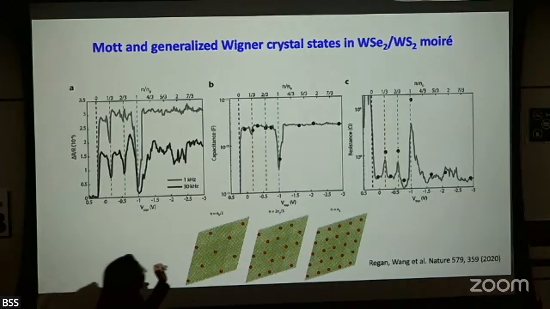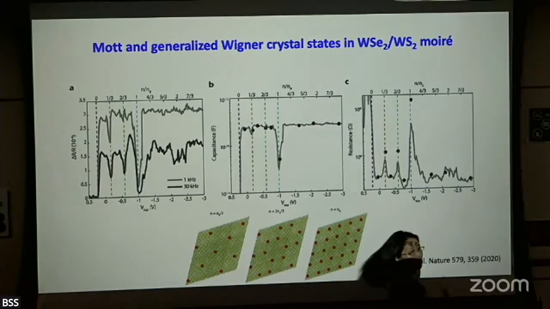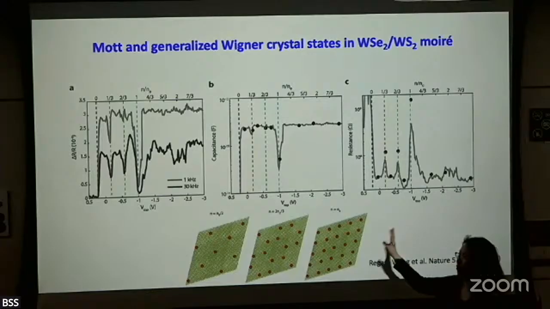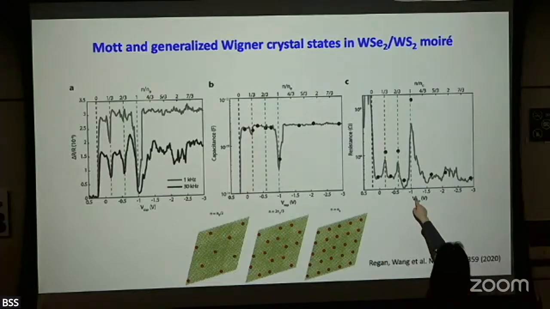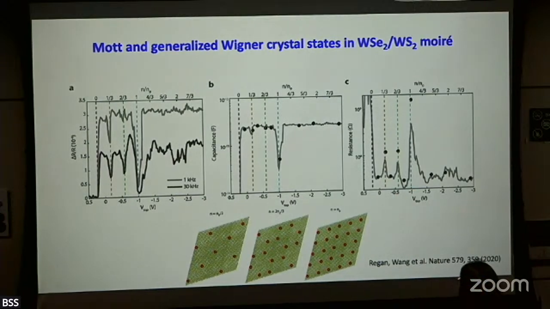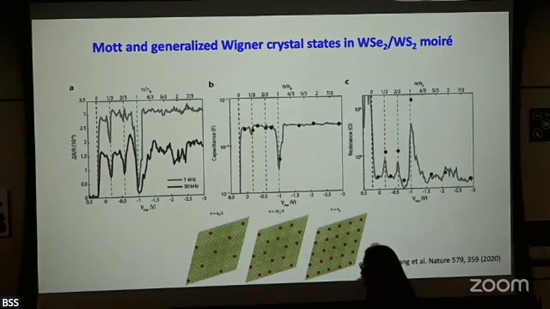So the extracted parameters are capacitance and also resistance, right? Let's just look at the resistance. You see at filling equal to 1/3, 2/3, you have a resistance peak. And this they assign to a Mott insulator and the generalized Wigner crystal. I don't want to get into the physics; this is something I'm going to talk about tomorrow. But the bottom line is that by making the measurement of the refractance change in this case, you can capture some insulating states.